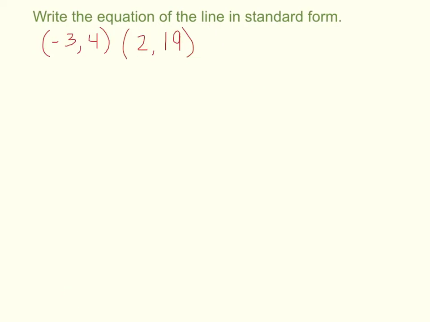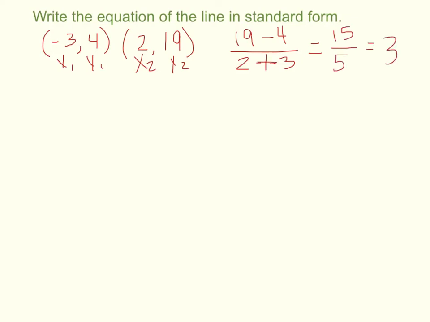Now if you look at this one, it gives you 2 points first. So we don't have a slope to use, so we have to use 2 points. So we need to use the slope formula, and remember this is x1, y1, x2, y2. So we have 19 minus 4 over 2 minus negative 3, which is 15 over 2 minus negative 3, which is 2 plus 3, which is 5. 15 divided by 5 is 3. So my slope, or my m, is 3.